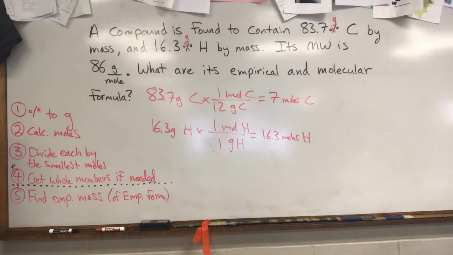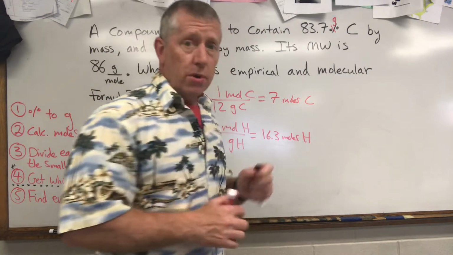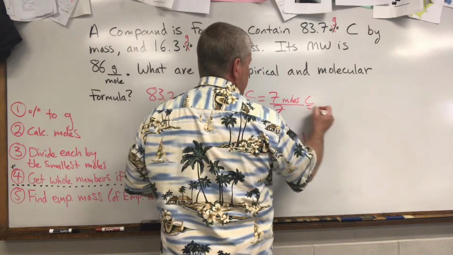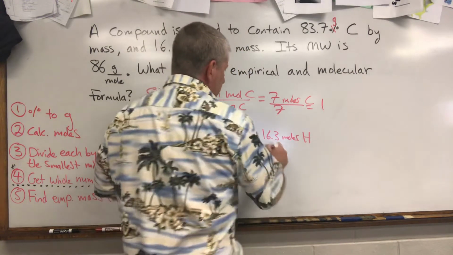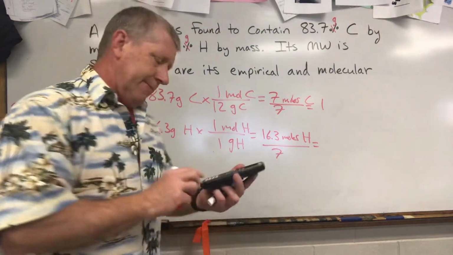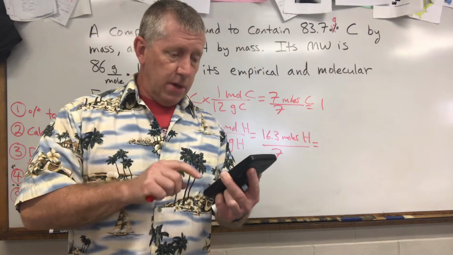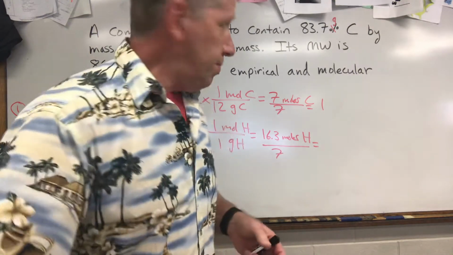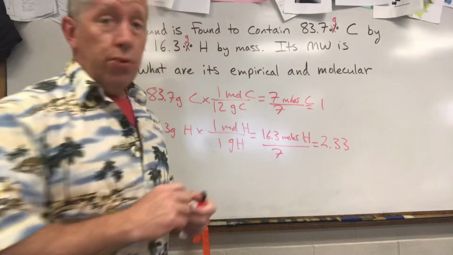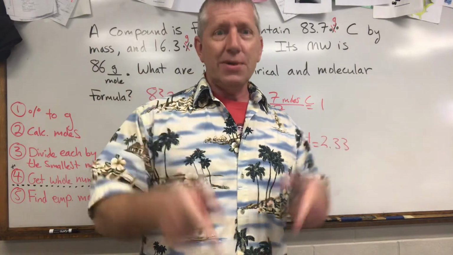Step 2 done. Step 3, divide each of the mole calculations by the smaller number. The smaller number here is 7, so divide each one of those by 7. 7 divided by itself, of course, is 1. 16.3 divided by 7 is going to be a little bit more than 2. It's 2.33, or 2.333 repeating. Some of you remember, yeah, you're good. Okay.